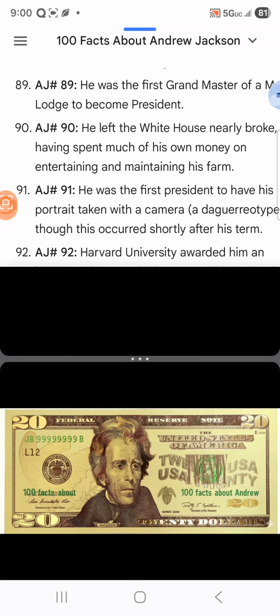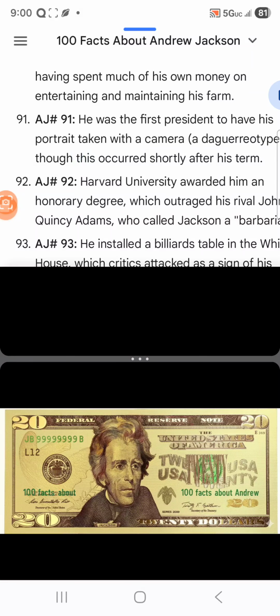88. AJ number 88. He was the first president to have a vice president, Calhoun, resign from office. 89. AJ number 89. He was the first Grand Master of a Masonic Lodge to become president. 90. AJ, I think some of these repeat. Number 90. He left the White House nearly broke, having spent much of his own money on entertaining and maintaining his farm.